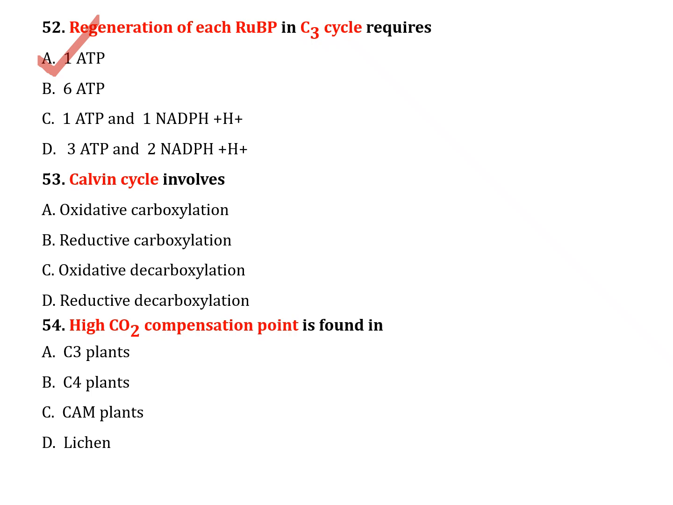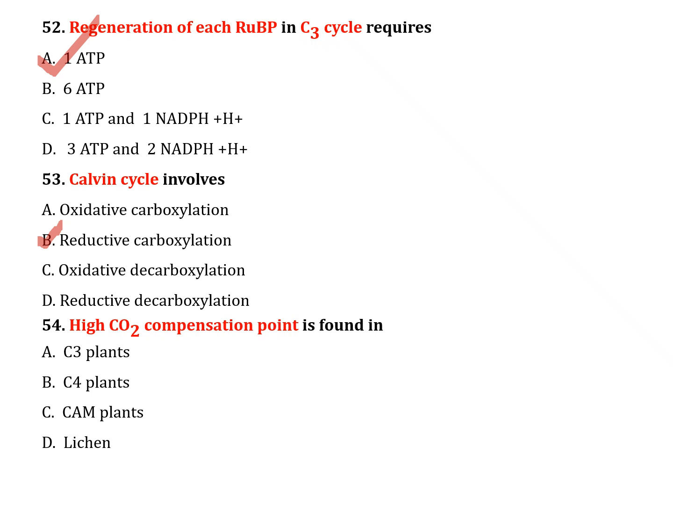The next question, number 53. Calvin cycle involves option A oxidative carboxylation, option B reductive carboxylation, option C oxidative decarboxylation, option D reductive decarboxylation. The correct answer is option B reductive carboxylation.